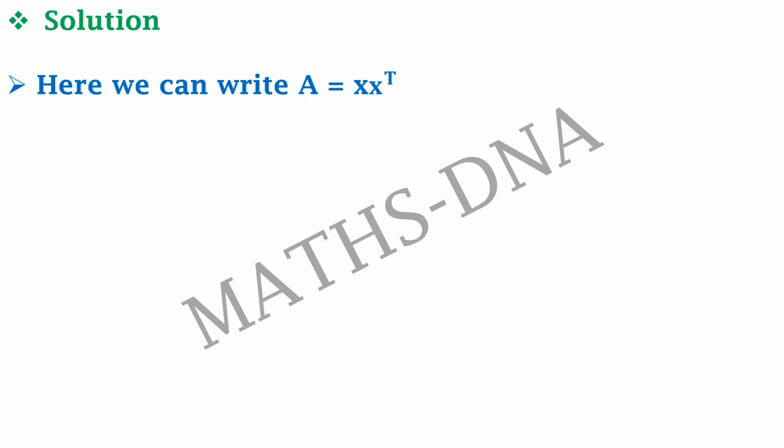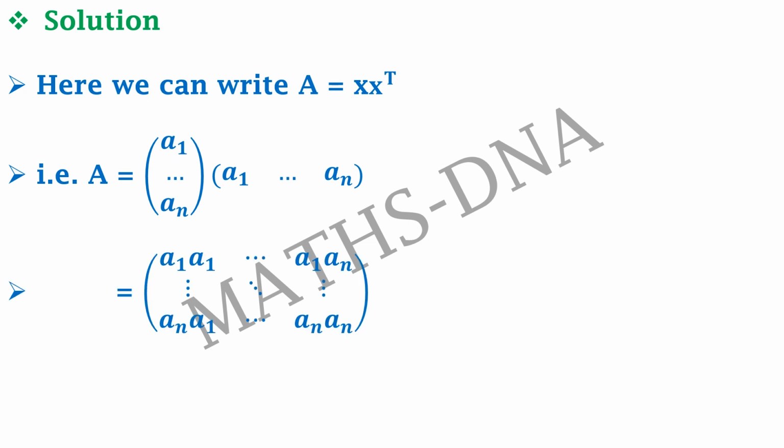Moving on to our solution. It is given that A can be written as x into x transpose. Now how can this be done? Just simply take x as a column matrix, then x transpose will be a row matrix, and you will get our required A, that is a1 into a1 up to a1 into an. Similarly, an into a1 up to an into an.